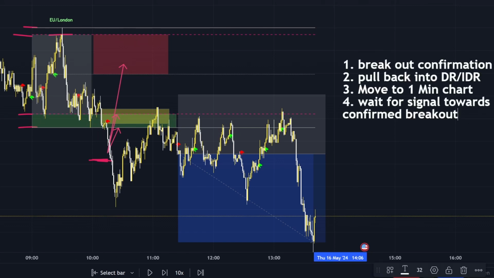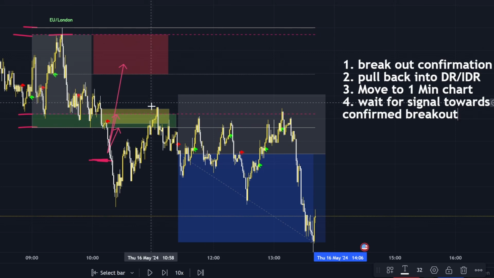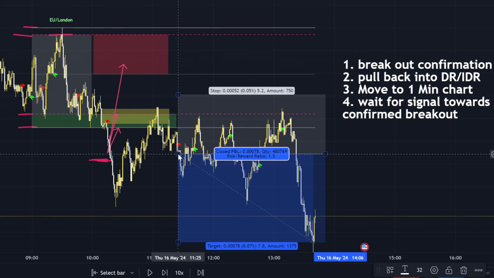Now here are the 4 steps to this strategy. You wait for a breakout confirmation, like we had here on the 5-minute chart, a pullback into the DR IDR area to one of your 3 areas of interest. Then you move to the 1 minute chart. And lastly, you wait for a signal towards the confirmed breakout of the DR IDR range. So we had our confirmed breakout here. We waited for a pullback into the DR IDR area. We got our signal right here, and we went for a 1 to 1.5 risk to reward.